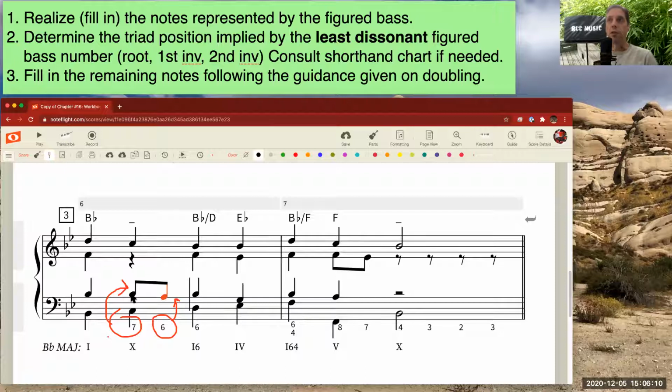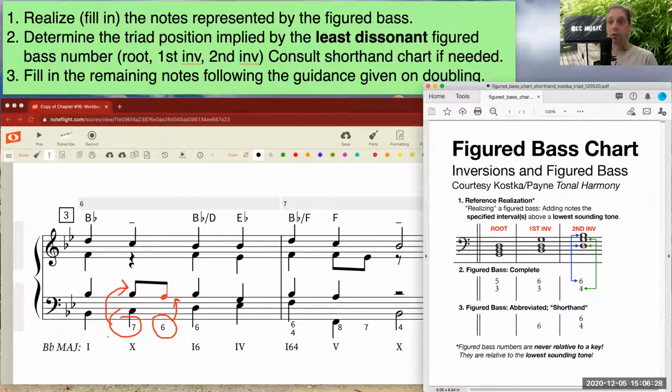Step 2 is to determine the triad position implied by the least dissonant figured bass number, whether it's root position, first inversion, or second inversion. You can consult our shorthand chart if needed. So if we look at our shorthand chart, we see if we see the number 6 alone, that it implies first inversion. So we will ignore the 7 and use the 6 to decide what chord this is and what additional pitches need to be added.